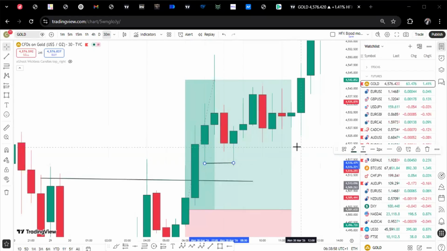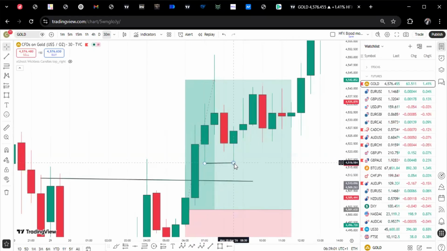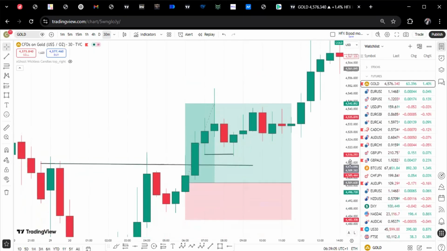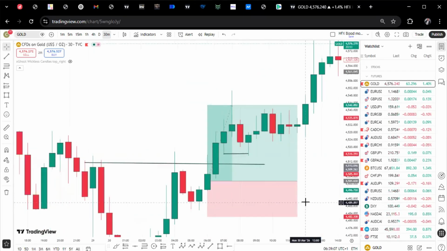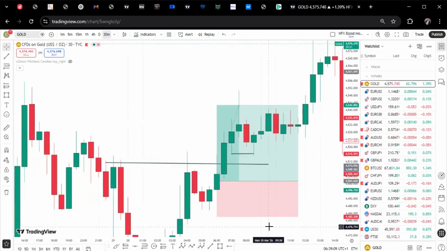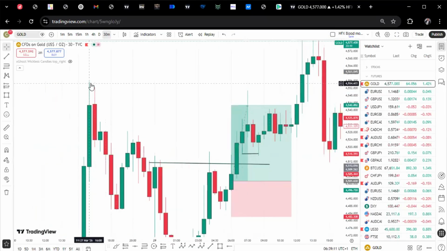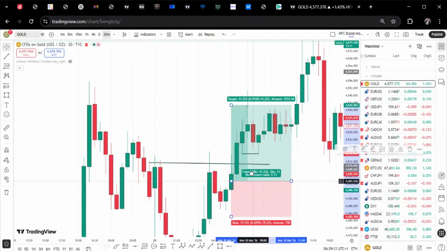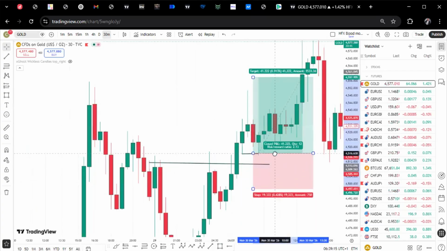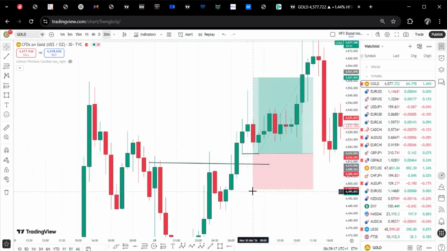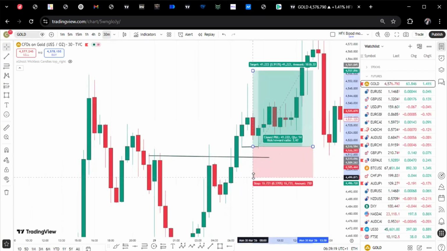So the entry here is just right below this point. You can see it. You tap in, take your buy, right? Have your good SL, then target is high. That's if it's something like this. The SL should be just below here.